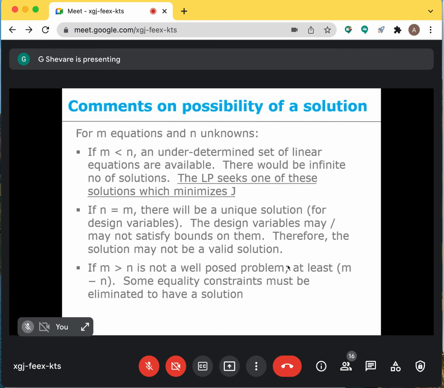If m is greater than n, then it is not a well-posed problem. You are putting too many conditions and there are very few design variables. You will never get any solution because you are bound to violate at least one of the conditions out of several conditions, depending on how big m is compared to n. So one of the first things that you need to do if you want to write a linear programming code is make sure that m is less than n and then proceed.